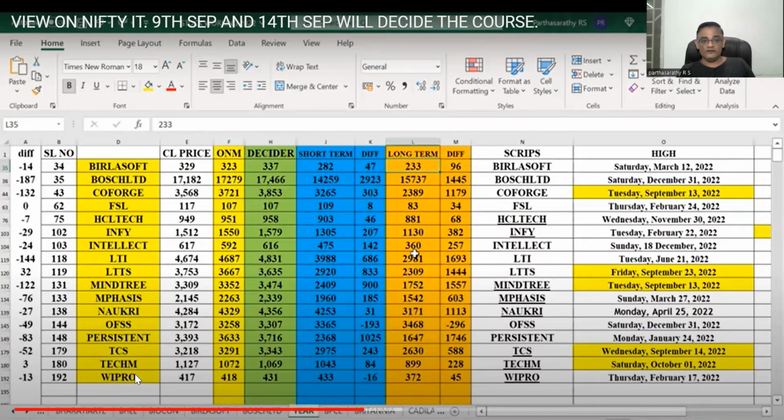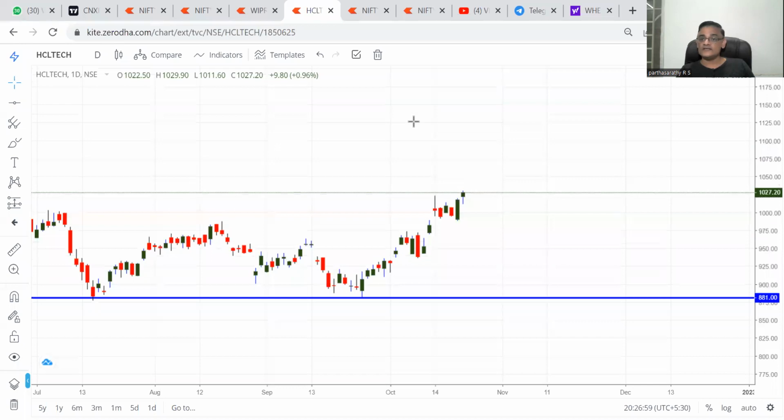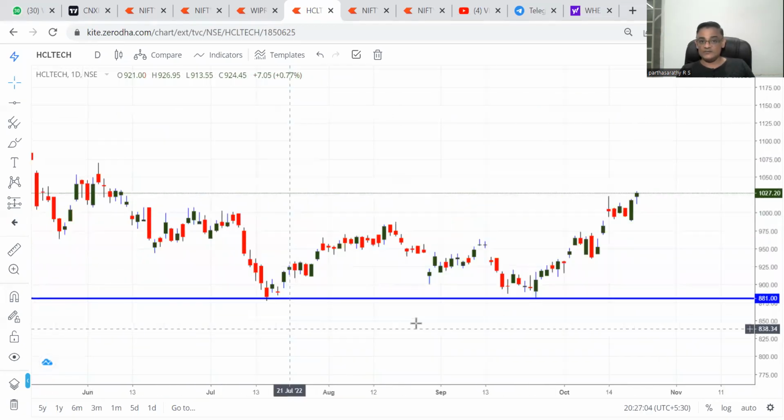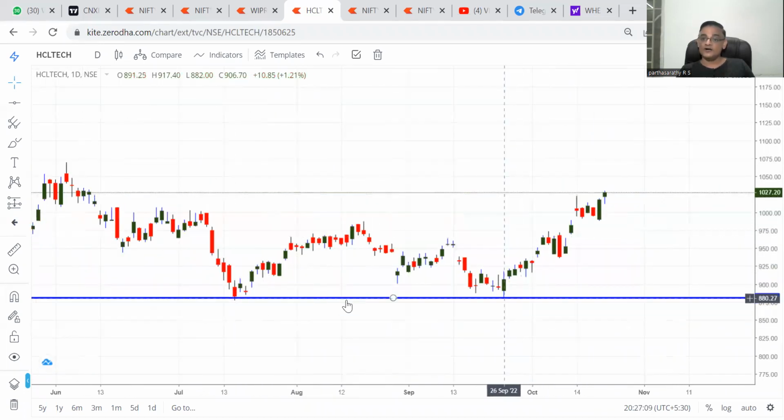I clearly mentioned the long-term number: Wipro is 372, and for HCL Tech the long-term number is 881. From there, the low made was 882, and today HCL Tech is roughly around 1027. I didn't make this number because of this low. No, this is based on Ichimoku, I converted the Ichimoku graph into numbers.